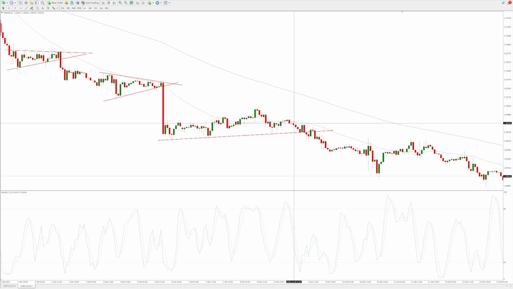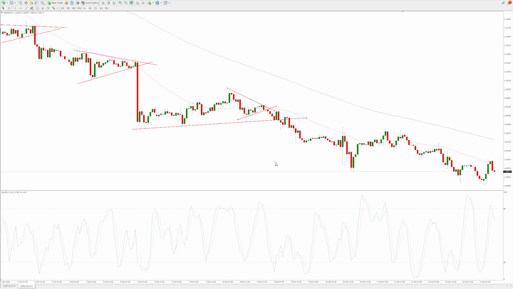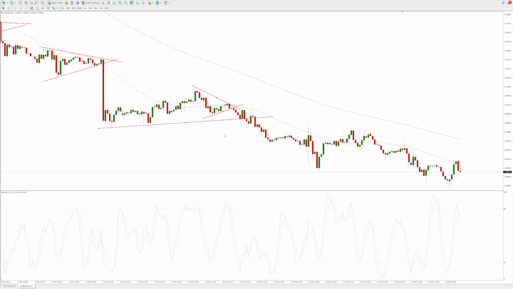Okay, so the stochastic here did cross at the extreme to the downside, price crossed the moving average. So this here would have been potentially a nice entry point, as you can see. Price just fell off that ledge there. We do have another wedge pattern, almost a diamond formation there, and that would have been an entry based on stochastics within the trend.